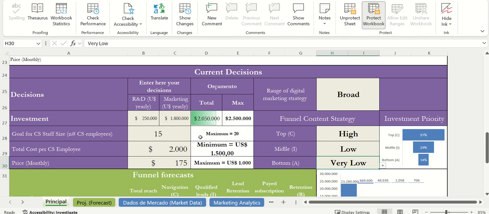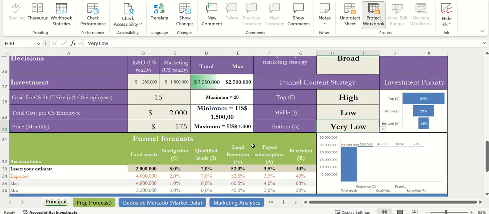Okay, so what is the meaning of that? From my marketing budget, 57% of it will go to the top, 29% will go to the middle, and 14% will go to the bottom. Okay, now it's time to check what will be the potential outcomes.